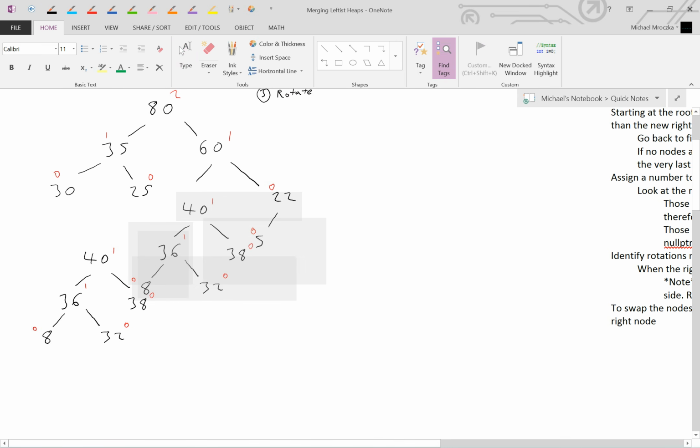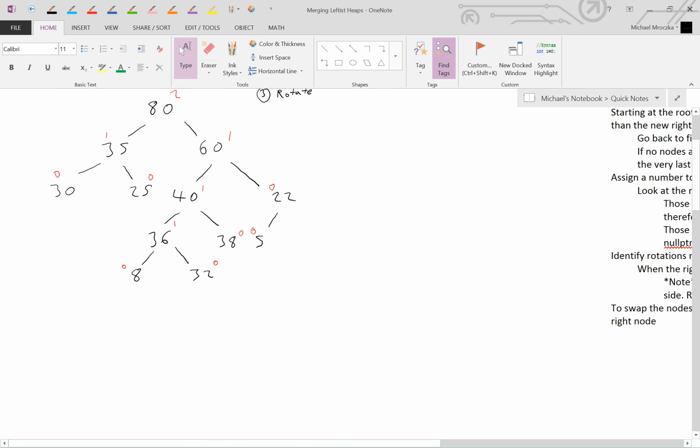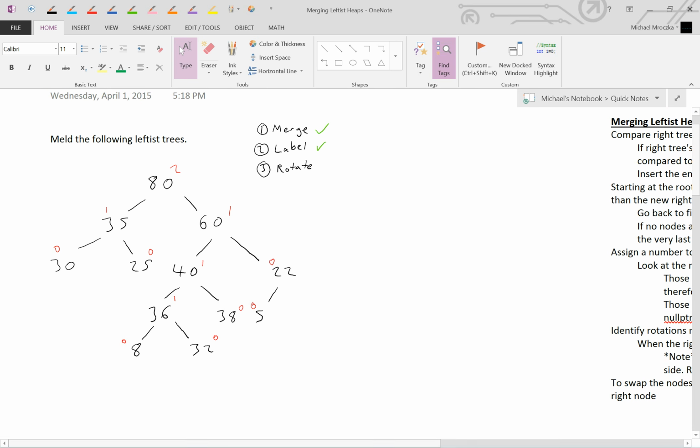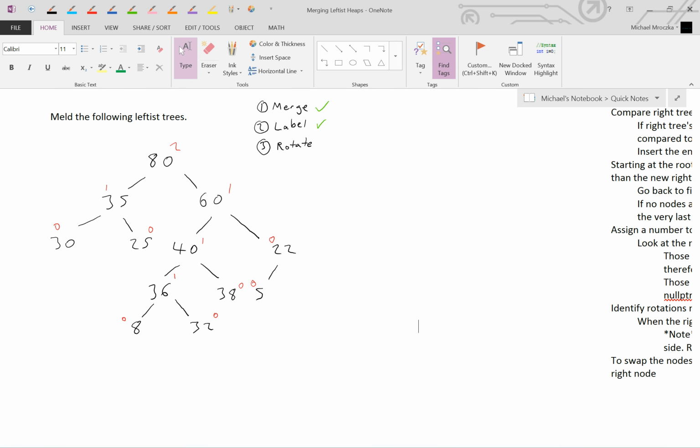Now if we look at our numbers, we can actually tell that this is now a leftist tree because 0 is greater than or equal to this, 1 is bigger than 0, 1 is bigger than 0, so on and so forth. It all matches, it aligns. So that's the first example for a leftist tree. These take a little longer, but that's the third and final step for a leftist tree.